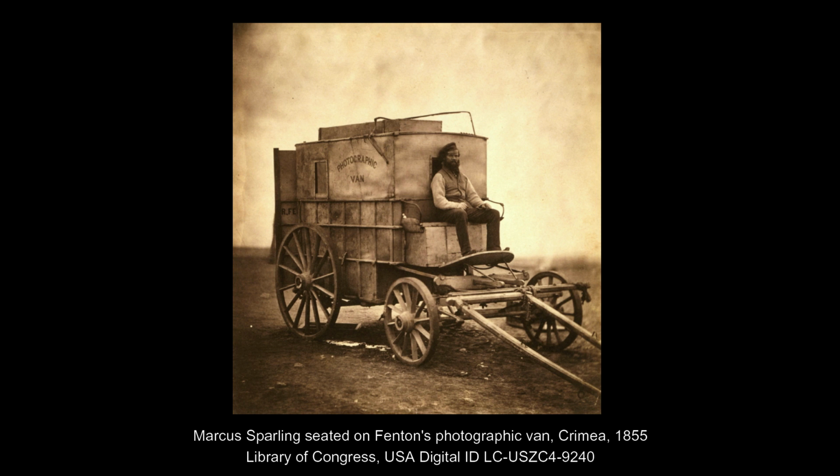A number of the photographers recorded the difficulties of their work. Roger Fenton, who is famous for his work as a photojournalist in the Crimea, took 700 plates with him, packed in grooved boxes and then in chests. His transport and darkroom and accommodation was all in a former Canterbury wine merchant's van, which you can see here. This is Marcus Sparling, his assistant. He described the practicalities in a paper to the Royal Photographic Society after returning.